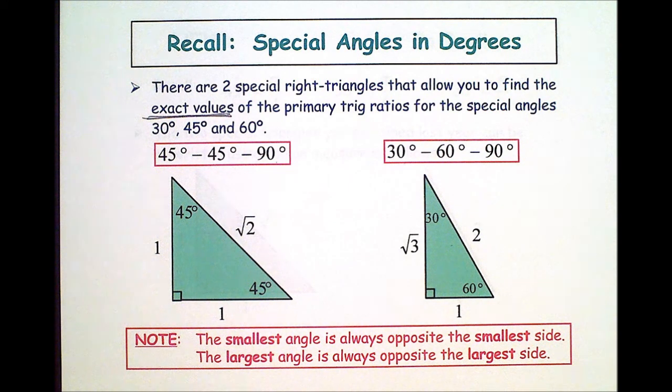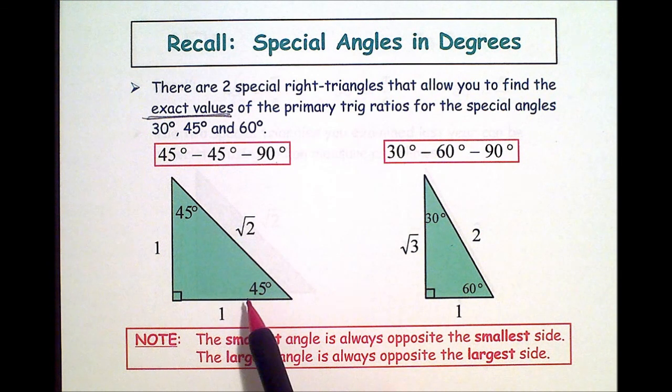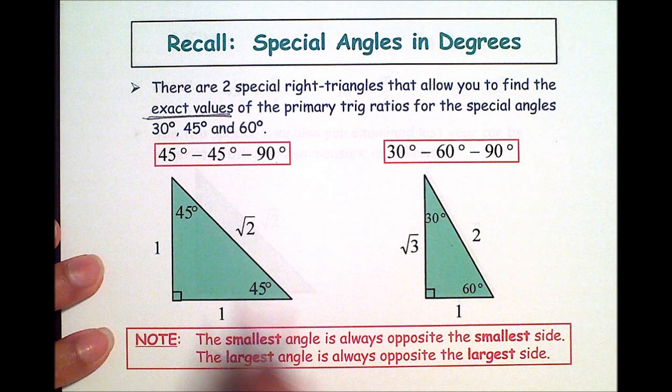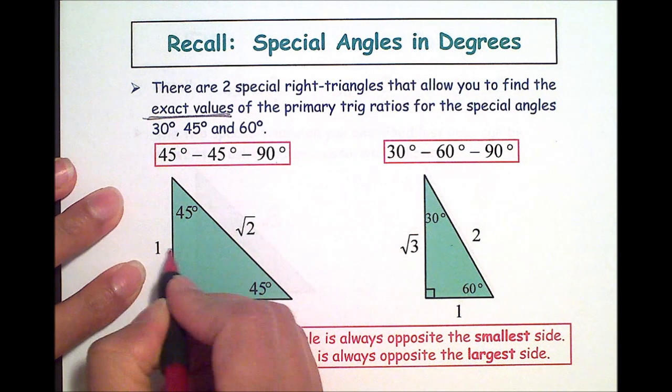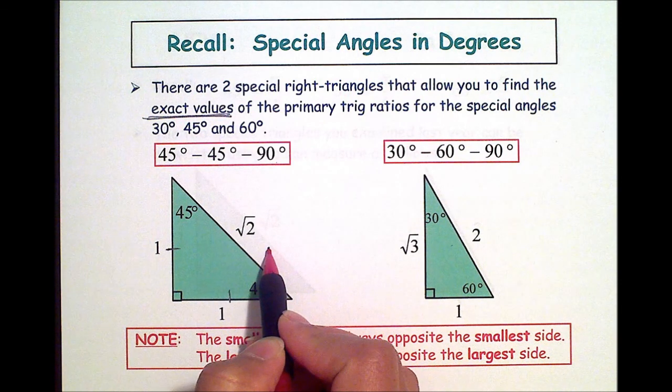Okay, so just as a quick little reminder, the 45, 45, 90 triangle was the isosceles triangle, and so it had two equal side lengths, so these two sides were the same. And then to find the third side, you just need to use Pythagorean theorem to help you solve it.